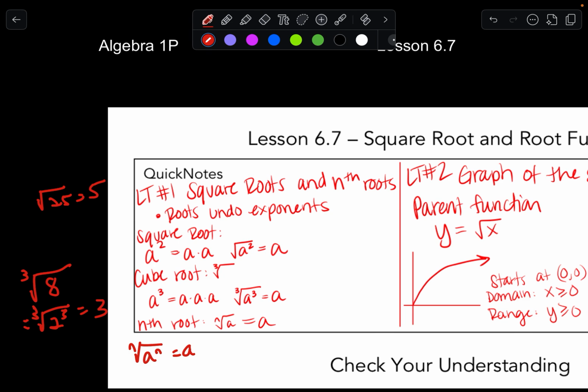Okay? This should have been the nth root of a to the nth. I just realized that they did not have that.